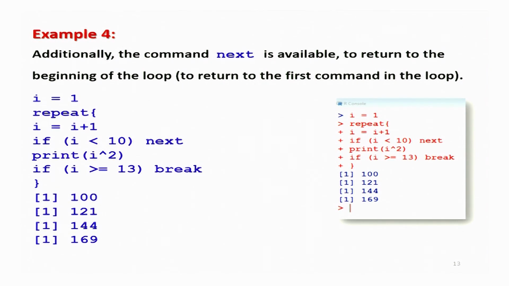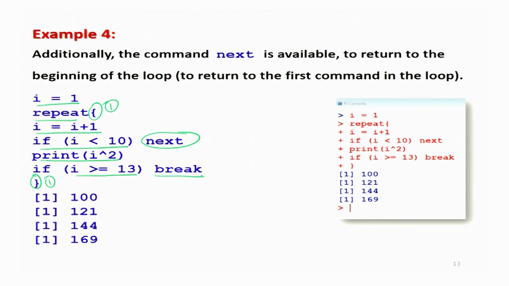So, I choose an initial value I equal to 1, and I use the command repeat, and whatever I want to repeat I give under the curly bracket. Then I becomes I plus 1. Now, I have a condition that if I is less than 10, then use the command next, and print I square, and if I is greater than or equal to 13, then break the program.